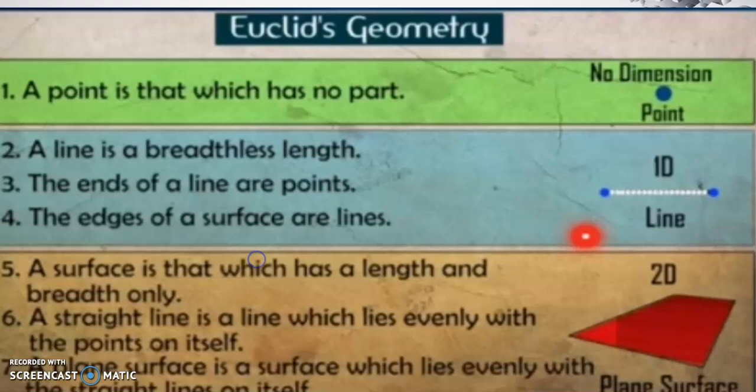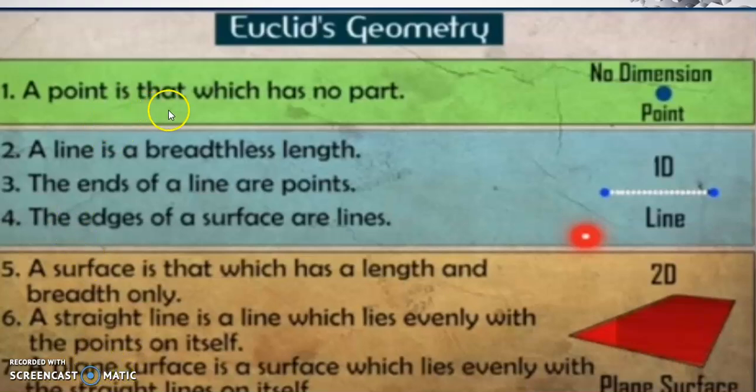Yes, here it is. In the first and third definitions he stated a point, in his second, fourth and sixth definitions he stated a line, and in the fifth and seventh definitions he stated a surface.